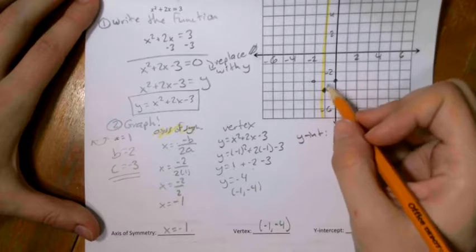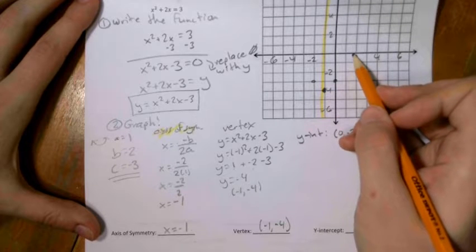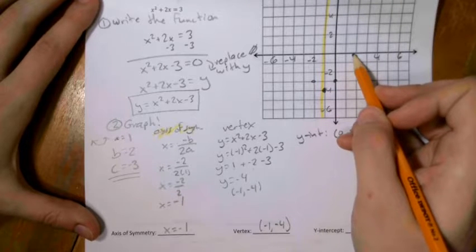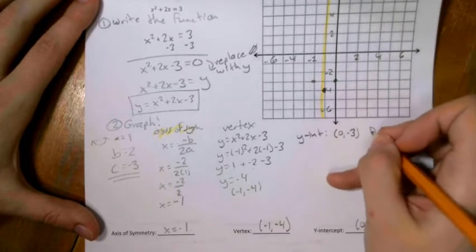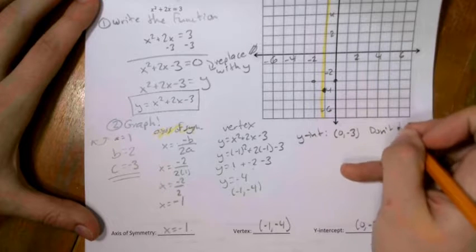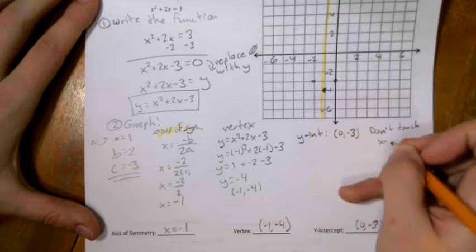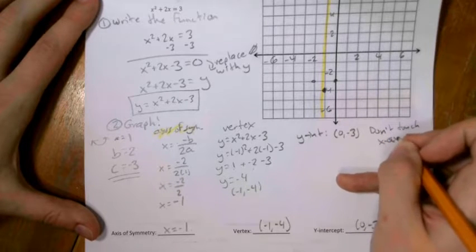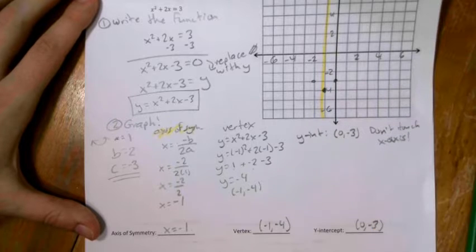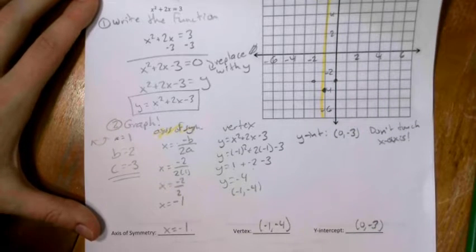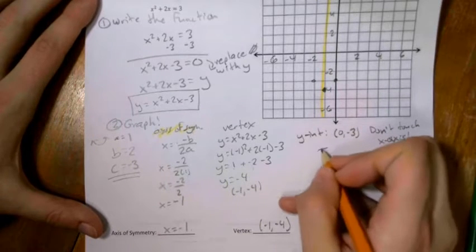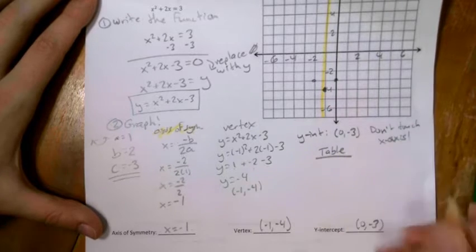Now, here's the bad thing. I don't actually touch the x-axis. So I haven't found my zeros yet. I have not solved the equation. So the next thing I'm going to do is a table.